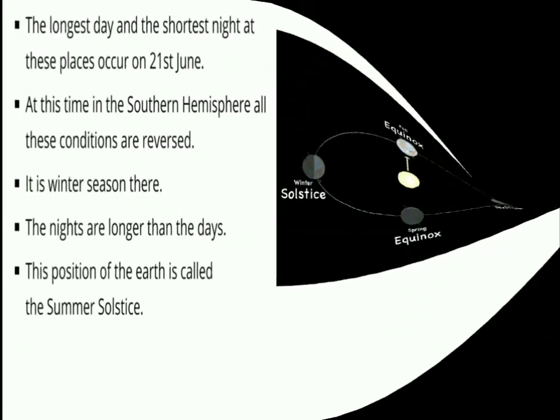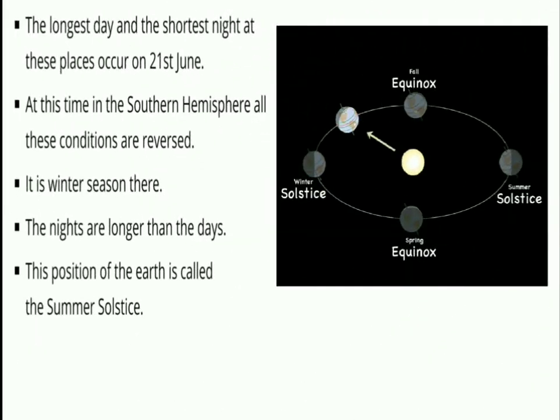So this is all about the summer solstice, and a few other points about the summer solstice. In the summer season, the longest day and the shortest night at these places occur on 21st June. On that particular day, the longest day and the shortest night occur at that place. And the countries located in the northern hemisphere during this period experience the summer season.